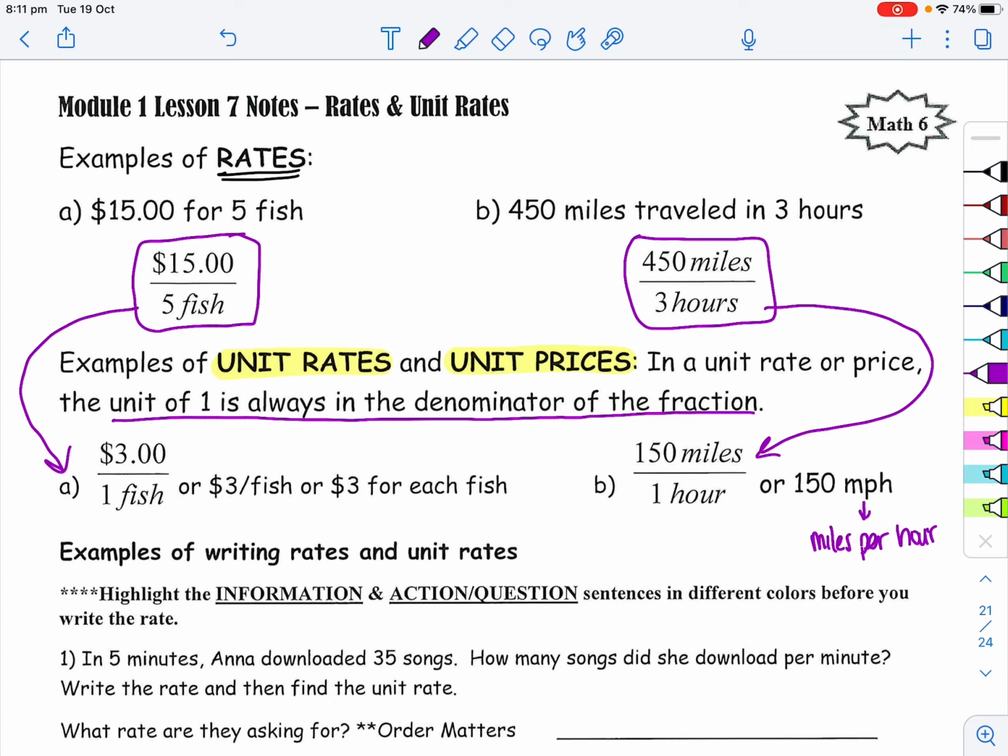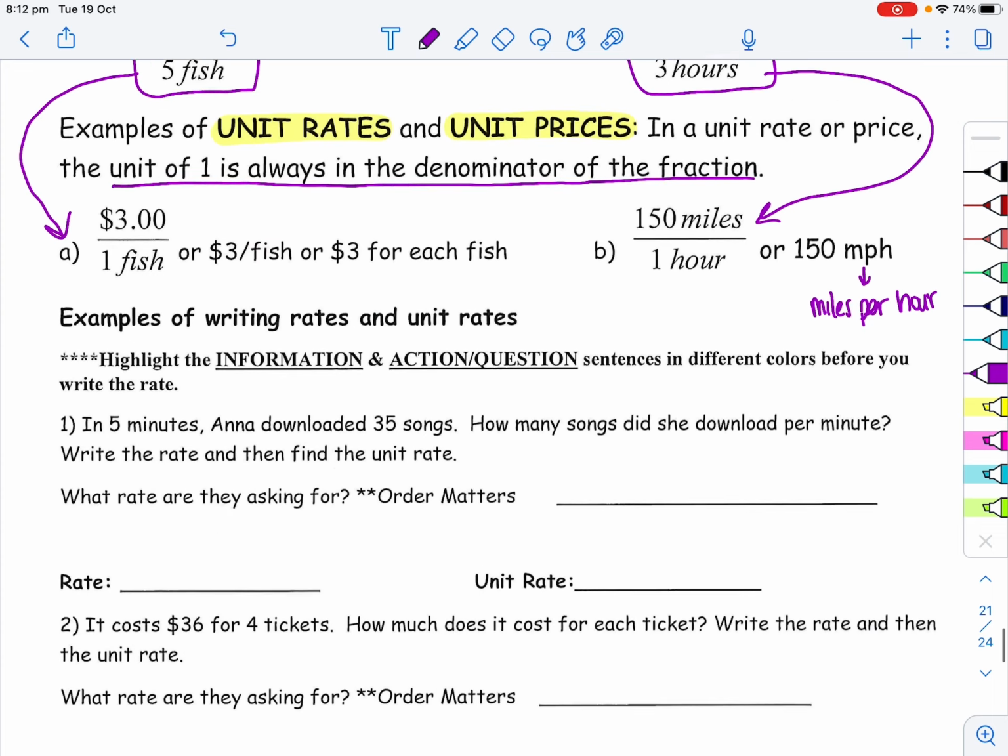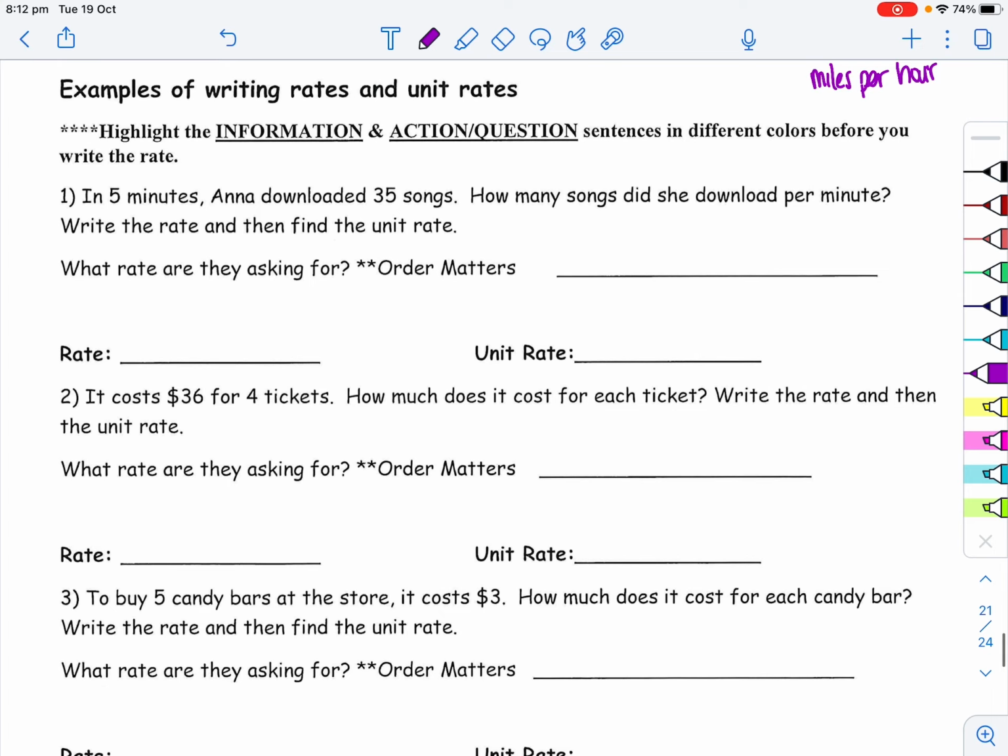So now what we're going to do is we are going to practice writing rates and unit rates, because just like everything else that we've talked about this chapter, writing things in the appropriate order matters. So we know that order matters. So in our first couple of examples here, it says highlight the information and action or question sentences in different colors before we write the rate, because sometimes we're going to be given information and then we're going to be told what to do with that information.